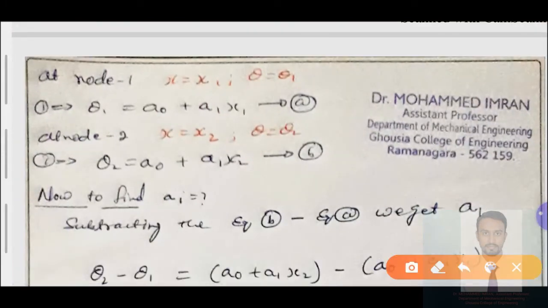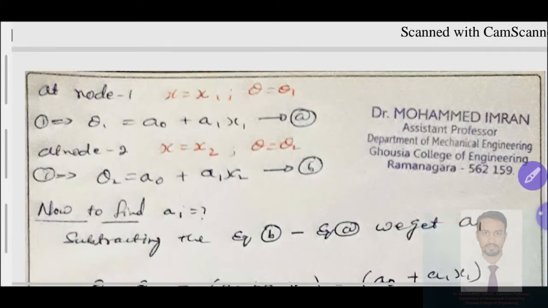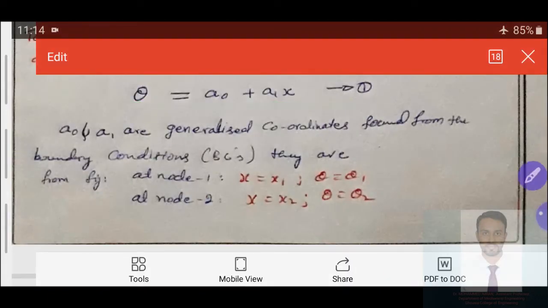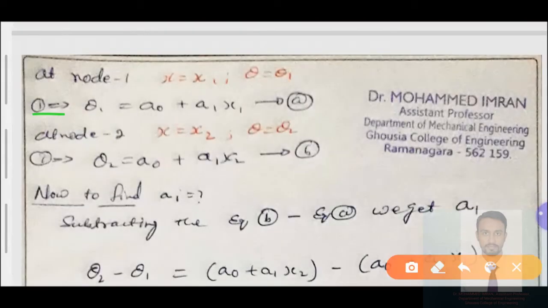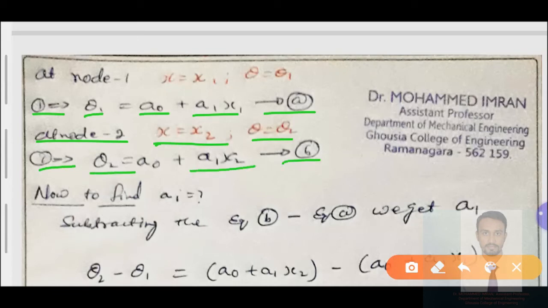Now I apply the first boundary condition: at node number 1, x equals x1 and theta equals theta 1. Then equation number 1 becomes theta 1 equals a0 plus a1 x1, call it equation number a. At node number 2, similarly apply the boundary condition: x becomes x2, theta becomes theta 2. Then equation number 1 becomes theta 2 equals a0 plus a1 x2, call it equation number b.